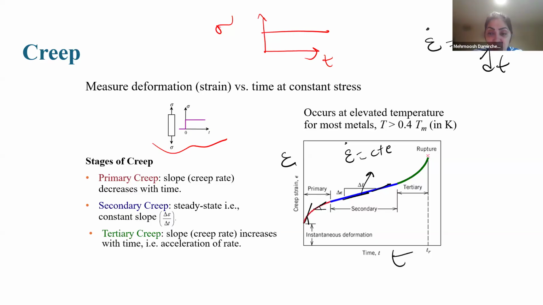And finally, tertiary creep, shown by green color. The creep rate increases rapidly. If you see tangents to these curves, the slope of these lines increases rapidly with time. This happens due to necking, internal void formation, or grain boundary separation, leading to final fracture.